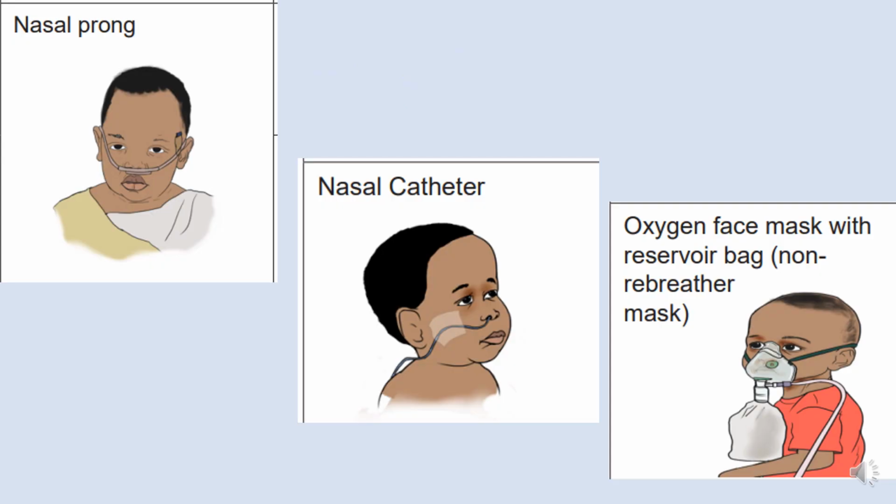So these are some of the pictures that demonstrate what we have been talking about. This one here is the nasal prong. This is the nasal catheter. I'm sure most of you are very much familiar with the nasal prongs. And this is a picture of a child receiving oxygen by the non-rebreather mask. So you can see the bag is full. It is nicely inflated so that this child is not rebreathing carbon dioxide, or rather the oxygen he's getting is not diluted with carbon dioxide.